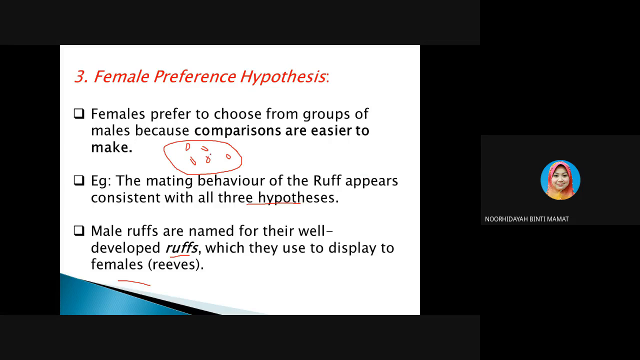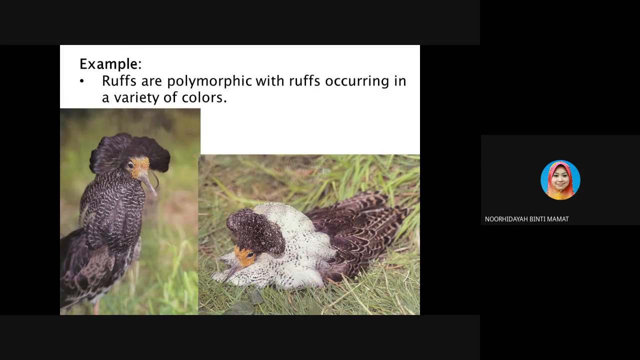In the hotspot locations, they make a display behavior, which is they display their ruff in order to attract the females. The female will choose from this group. For example, here the ruff are polymorphic, with ruff occurring in a variety of colors. Here you see the colors of the ruff, a variety of colors.